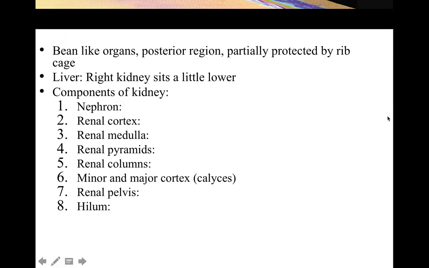Here's the terminology we already talked about. Renal cortex; medulla, which is the inner aspect. The triangular structures within the renal medulla are renal pyramids. Renal columns are the extensions of the cortex between the renal pyramids. Minor and major calyces are parts that collect urine from each pyramid. Renal pelvis is basically where major calyces are emptying into.